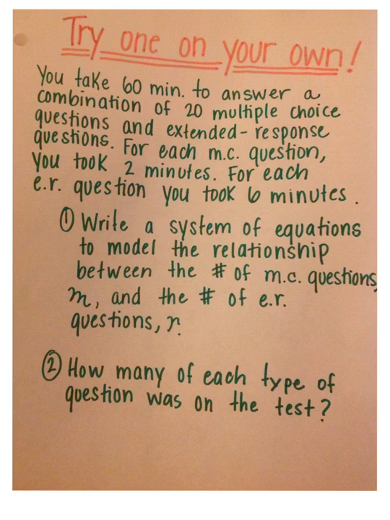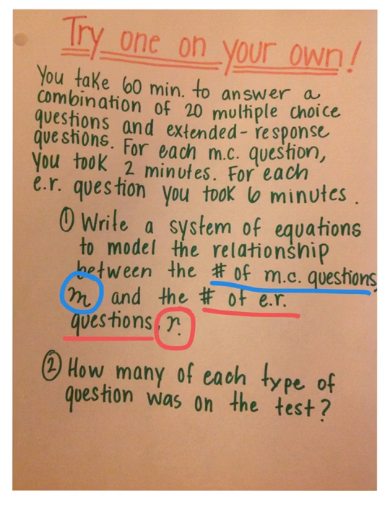Write a system of equations to model the relationship between the number of multiple choice questions, M, and the number of extended response questions, R. So that's the first part, is to write a systems of equations. The second part is to find out how many of each type of question was on the test. So I already defined your variables for you. So M is going to be the number of multiple choice questions, and R is going to be the number of extended response questions.